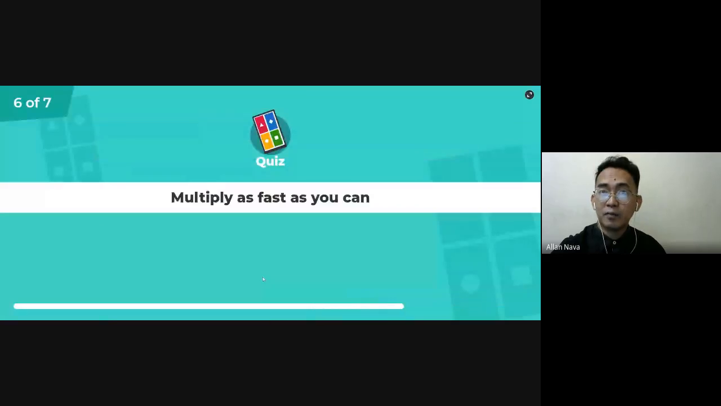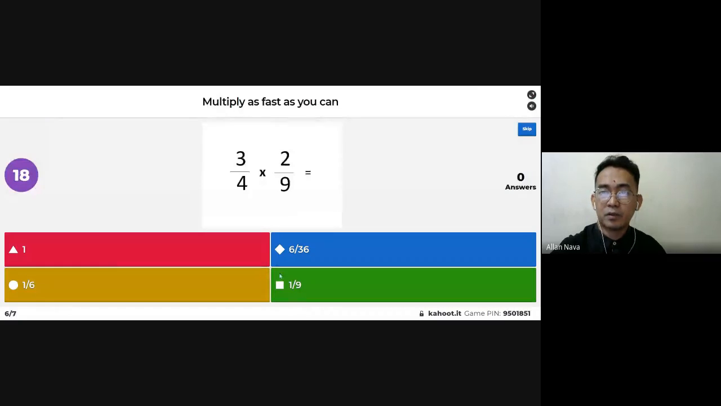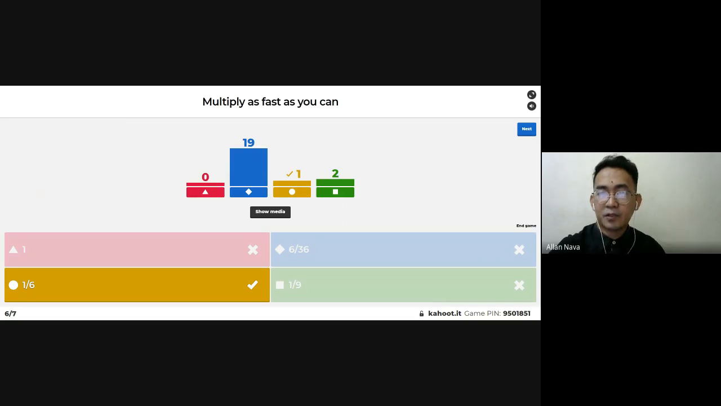Again, numerator times numerator, denominator times denominator. That is 20 seconds. You can do cancellation if possible. Okay, the correct answer is, that is right, 1/6. So you're going to cancel. That is the outcome after you simplify that equation.